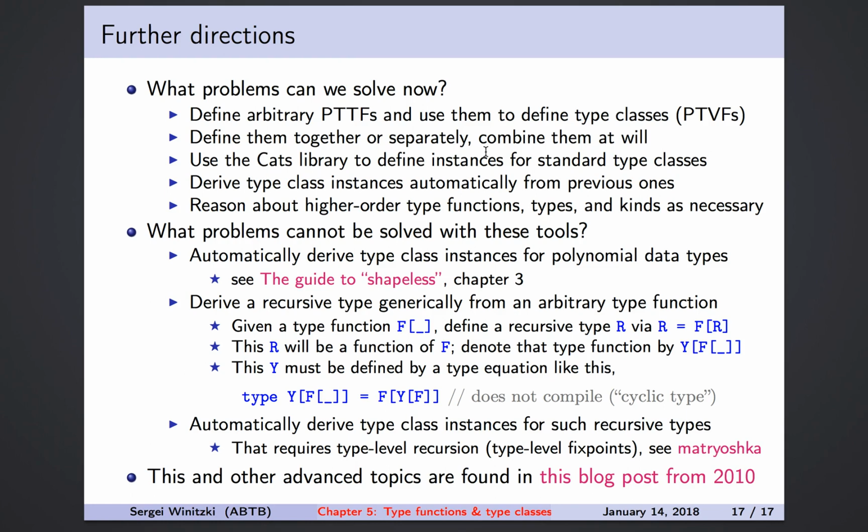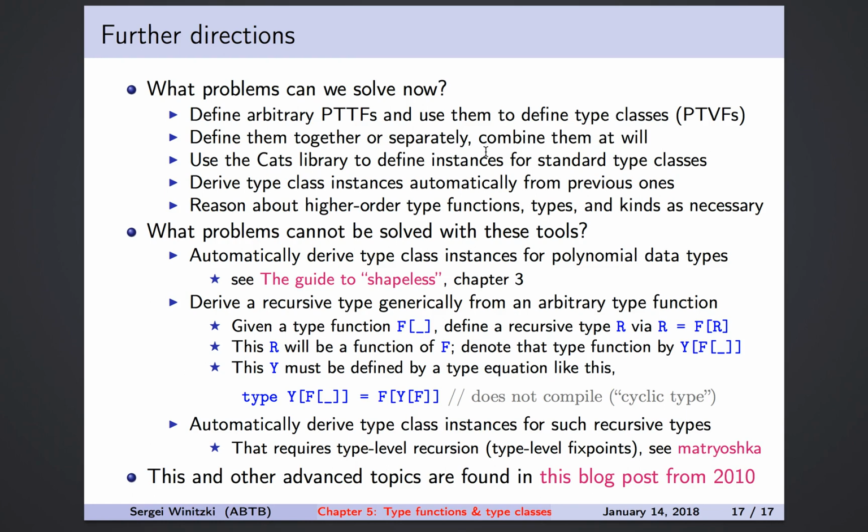We can use a CADTs library to define instances for some standard type classes such as Monoid, Semigroup, Functor, and so on. We can derive type class instances automatically from previously derived ones or previously programmed ones. And we can reason about higher order type functions, types, and kinds whenever that is necessary. So what is it that we cannot do at this point? Well, there's still things we cannot do.